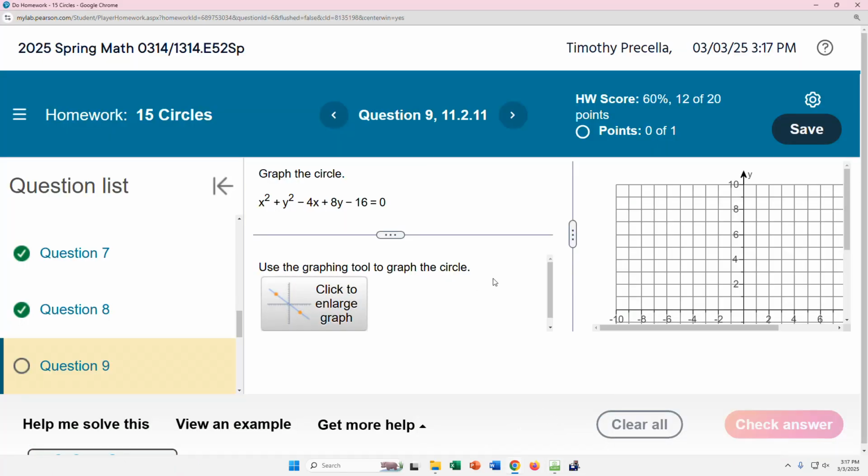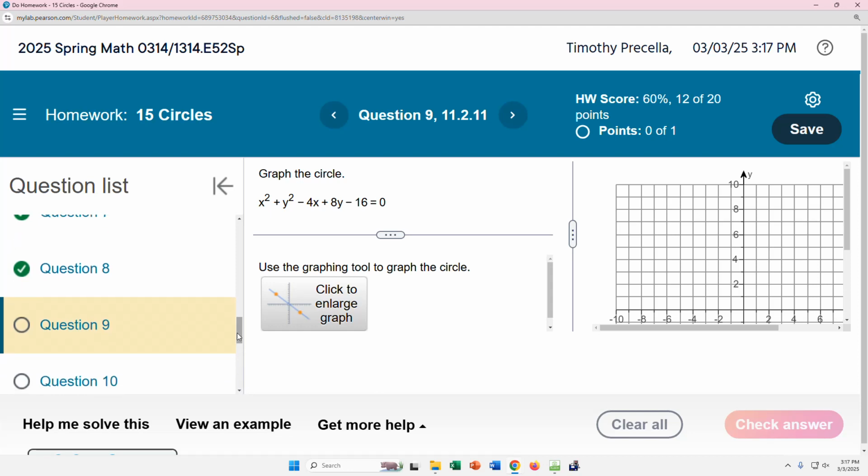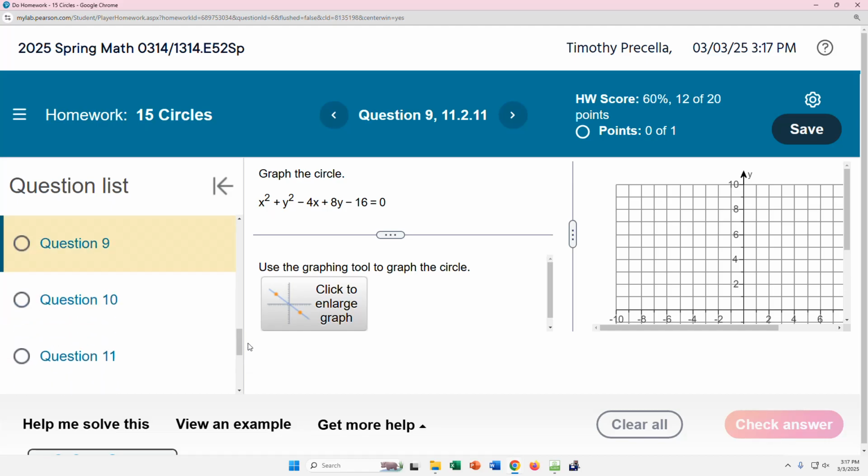Number 9. X squared plus y squared minus 4x plus 8y minus 16 is equal to 0. The instructions just say graph the circle. In order to draw the graph, we need to know the center and the radius. So we're going to have to complete the square to get this thing written in center radius form.